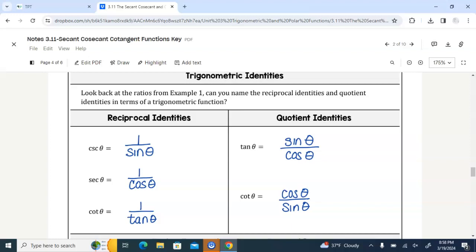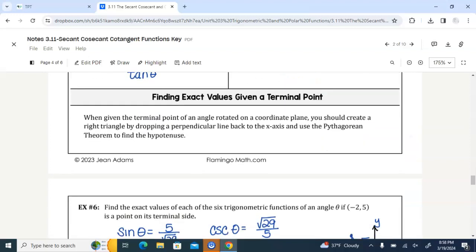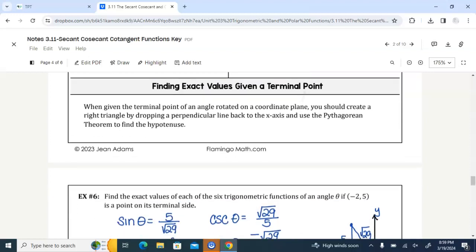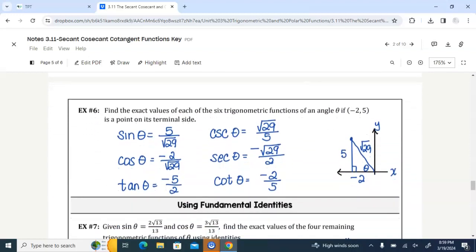How are we going to find the exact value of these? We're going to do the exact same thing we did before. Just remember they're flipped. So if I know what sine is, I know what cosecant is. It's just a reciprocal of it. And if I know what cosine is, I know what secant is. They're just reciprocals.